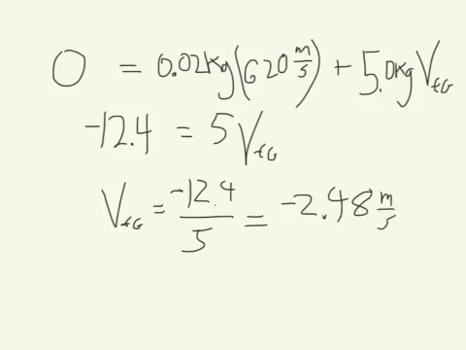And second part of reasonability check, what is the magnitude of this number? It's a lot smaller than the velocity of the bullet, which is what we'd expect, so we're good to go.